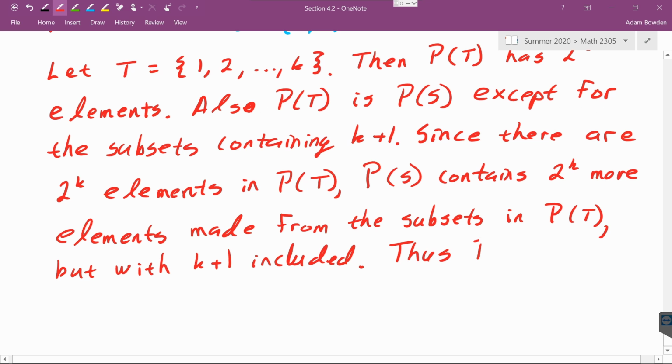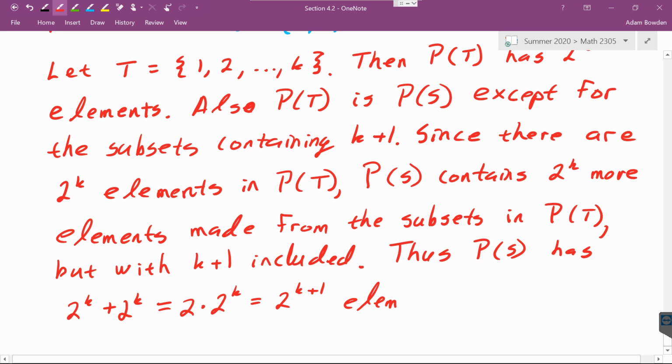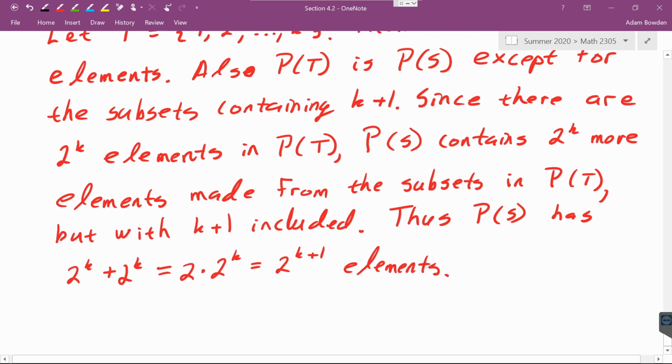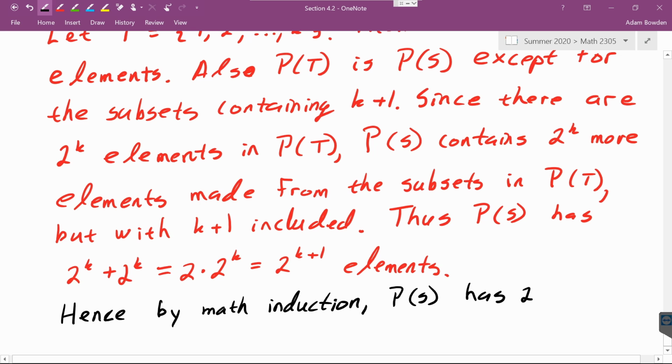Thus, the power set of S has 2 to the k plus 2 to the k, which is equal to 2 times 2 to the k, or 2 to the k plus 1 elements. Hence, we verified that for k plus 1, we'll get 2 to the k plus 1 elements. And so we can say by math induction, the power set of S has 2 to the n elements for a set S having n elements.